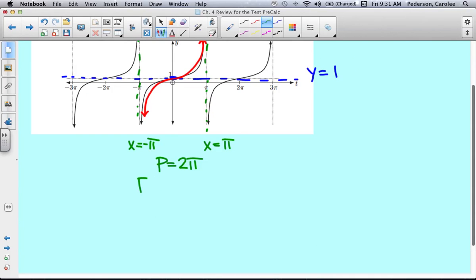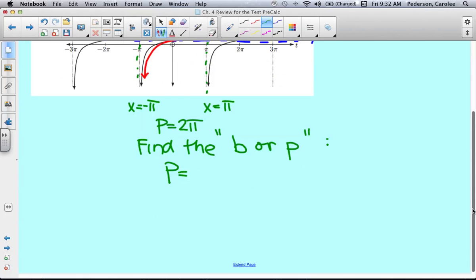So to find the b or p, what equation do we use for tangent? Period equals, be careful, is it 2 pi over b? Or how long is a traditional parent function for a tangent? Pi over b. The traditional is negative pi over 2 to pi over 2. The parent function of a tangent is 1 pi. So the period for this equation that we use is pi over b.